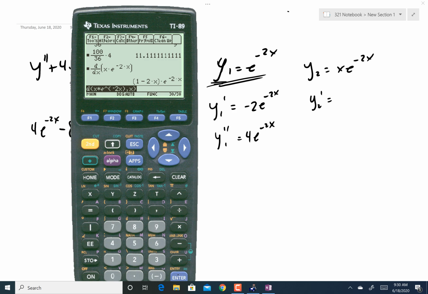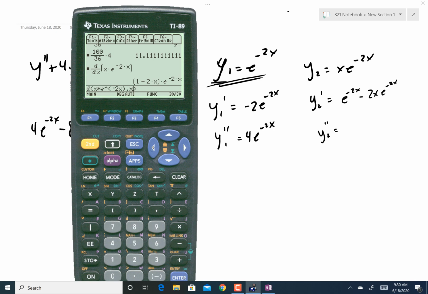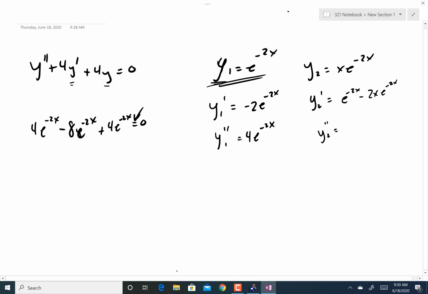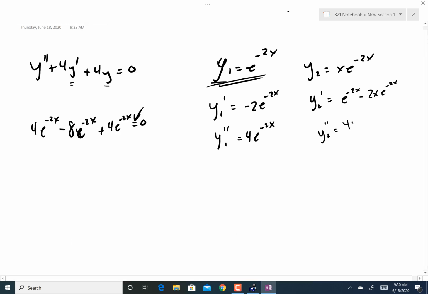So I'm going to write it down as the actual thing. So it's going to be e to the negative 2x minus 2x e to the negative 2x. And then I'm going to do the second derivative, and just give it the old comma 2 routine. So I'm going to get 4x, and minus 4.